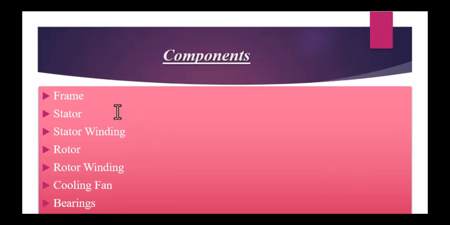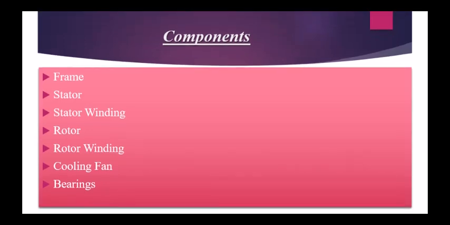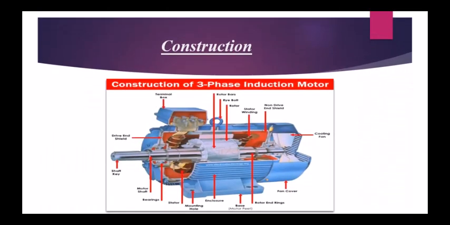Components. The components of the induction motor are the frame, stator winding, rotor winding, cooling fan, and bearings. This is basically the components of the induction motor shown in a picture. This is the driving end shield. This is the terminal box. In this terminal box there are three connections to which red, yellow, and blue cables are connected, to give the induction motor a three-phase supply. And this is the motor shaft.